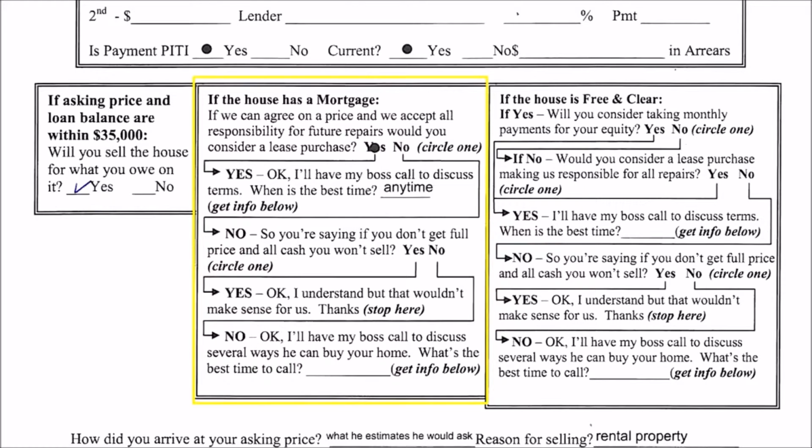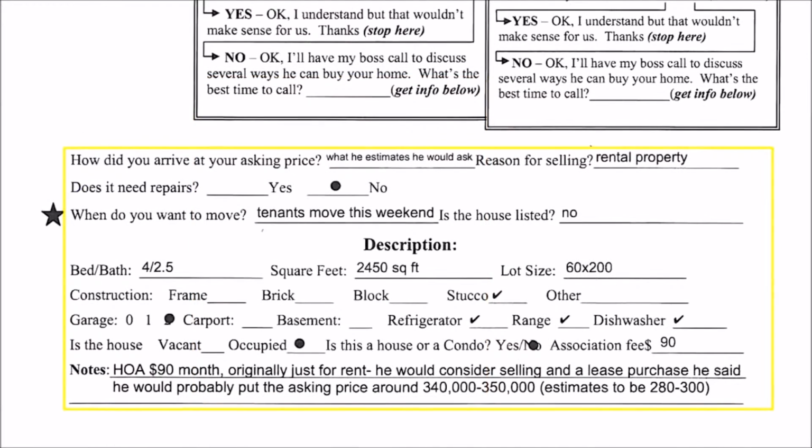Look in the middle. It says if we agree on a price and we accept all responsibility for future repairs, would you consider a lease purchase? He checked the yes there as well. So in this case, the right block doesn't apply. Now look down below. Does it need repairs? No. That means the house is in excellent condition. Reason for selling, because it's a rental property. That's good. The seller's not even living in it. Now, when do you want to move? Well, the tenant is moving this weekend.